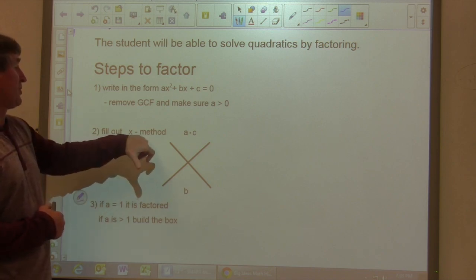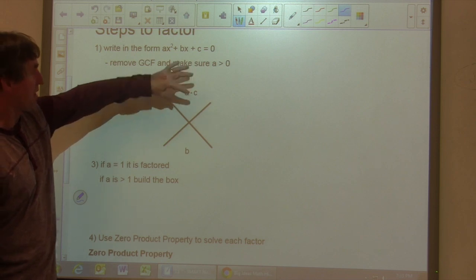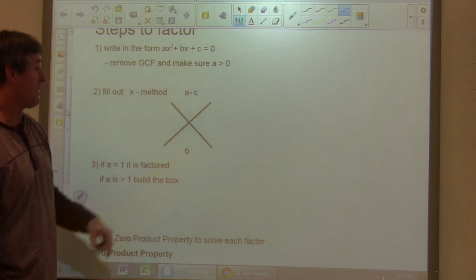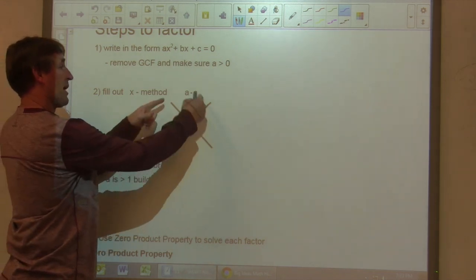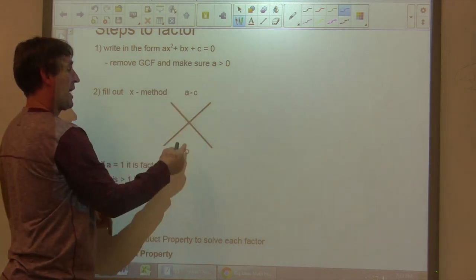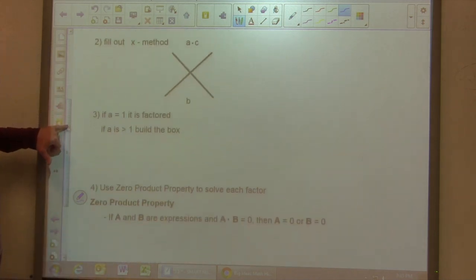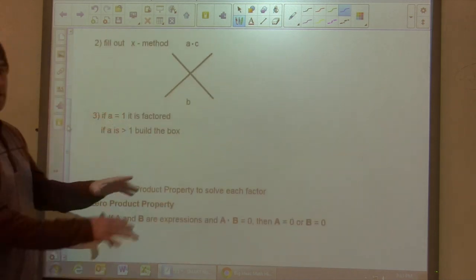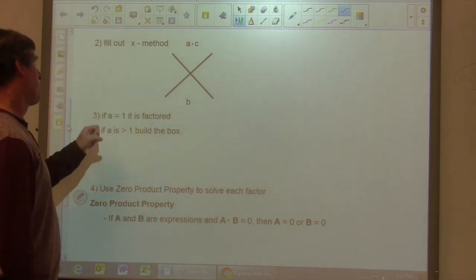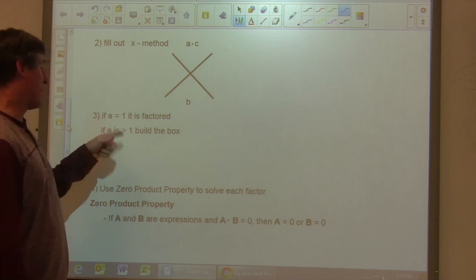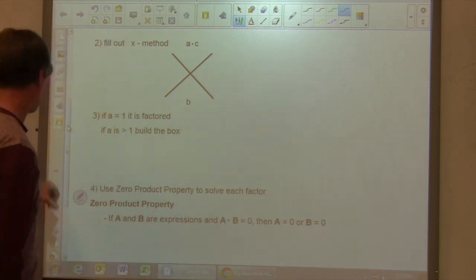Then fill out using the x method. If you remember from your Algebra 1 days, a times c goes on top, b goes on bottom, and then these two spots are filled by the things that multiply together to give you a and c, and then add up to give you b, or subtract to give you b. If a is equal to 1, it's already factored, and you can go from there. But if a is greater than 1, then you have to build the box, which we'll go through when we go through some problems.